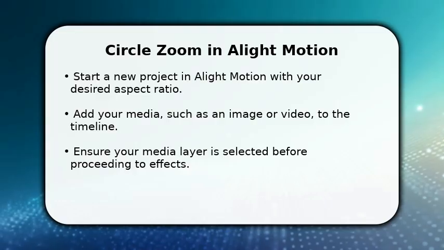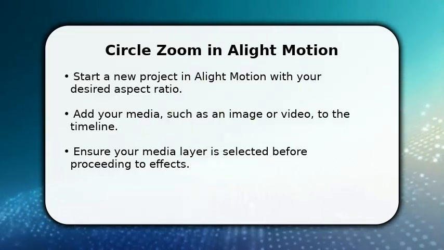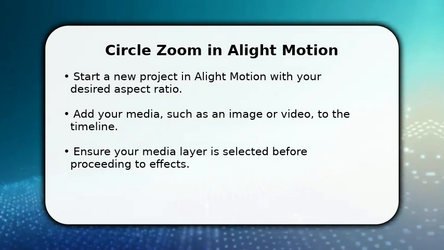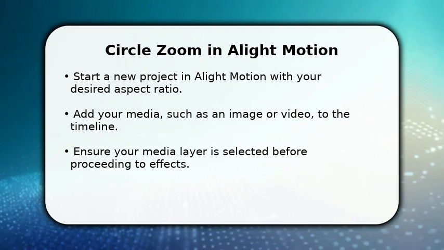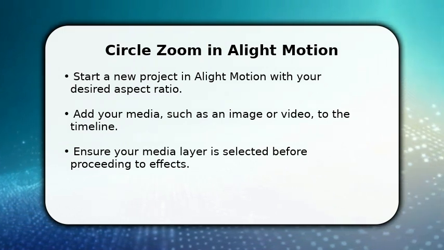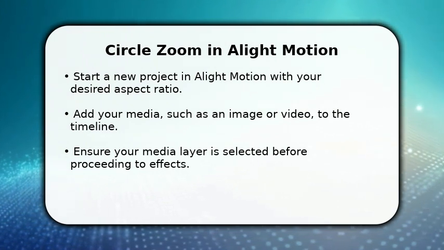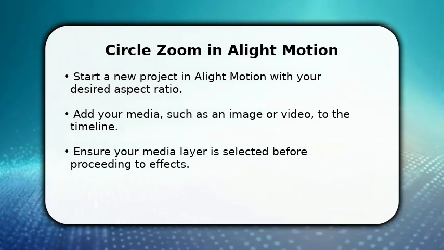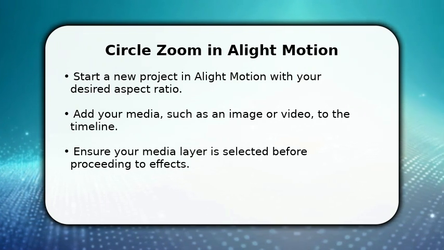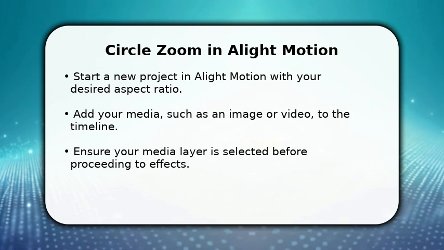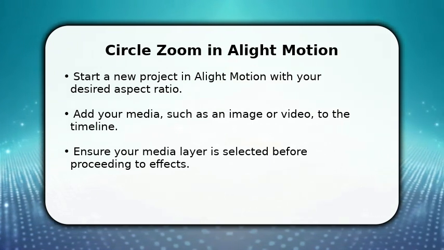Enjoy the video. In this video, I will explain how to do a circle zoom in Alight Motion. First, open the Alight Motion app and create a new project. Choose your preferred aspect ratio, like 16:9 for a widescreen. Then, import the media you wish to animate, such as a photo or video clip, into your project timeline. Make sure this media layer is selected before moving on to the next steps.